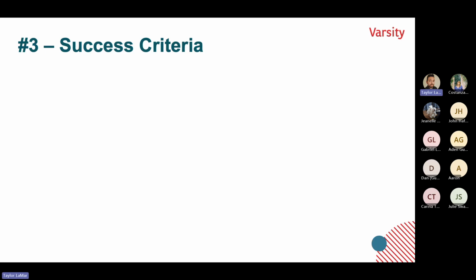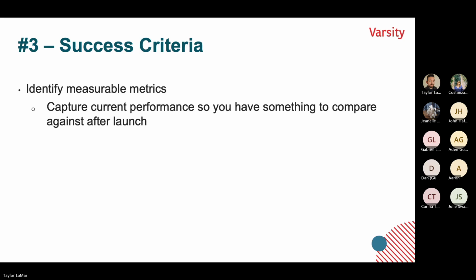All right, number 3, success criteria. This one's fun. So you can't just say, oh, it needs to work better. That is not helpful. You need something that you can measure against. You can have a theme like, hey, it needs to work better. Yeah, sure, you can start with that. But you need to define that a little bit more with actual measurable metrics.